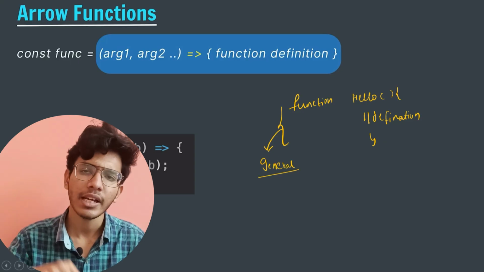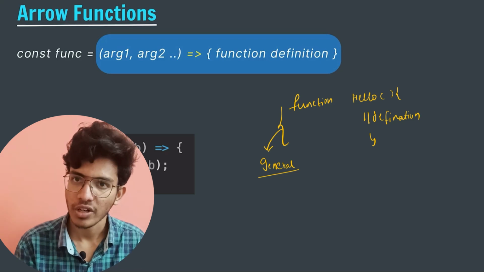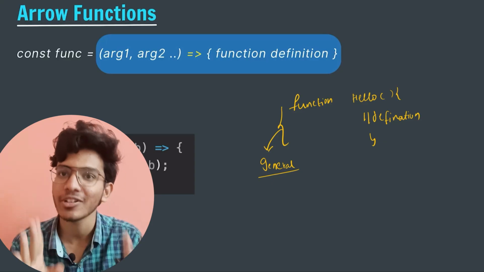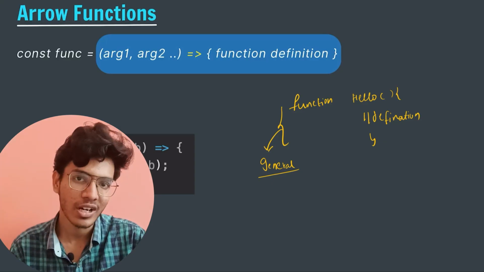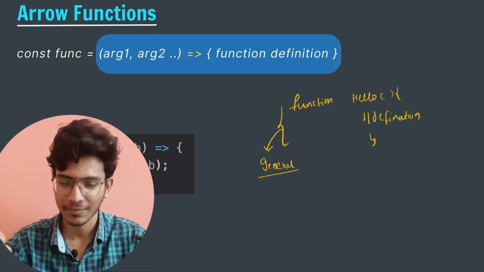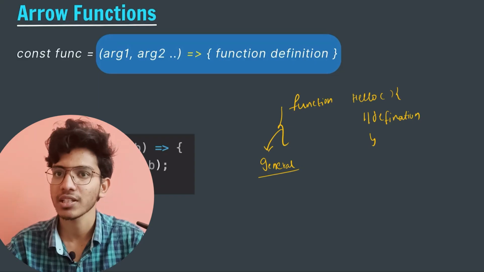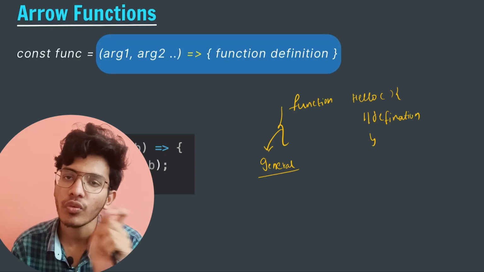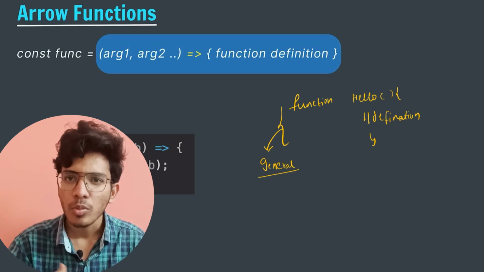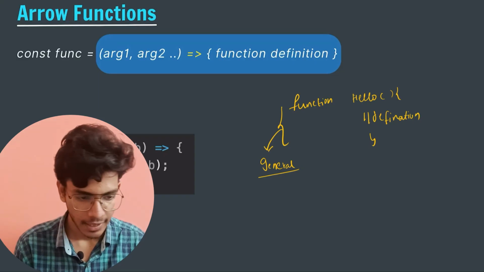Now there is a special type of function, which is the arrow function. You can consider it as a compact version of a normal function. Arrow functions and normal functions are the same, but the only difference is that the syntax of an arrow function is very compact, and most of the time we use arrow functions. So here it is compact.